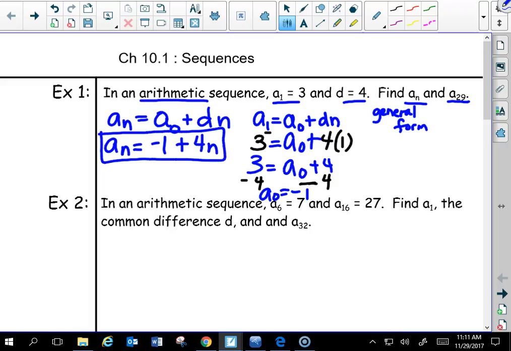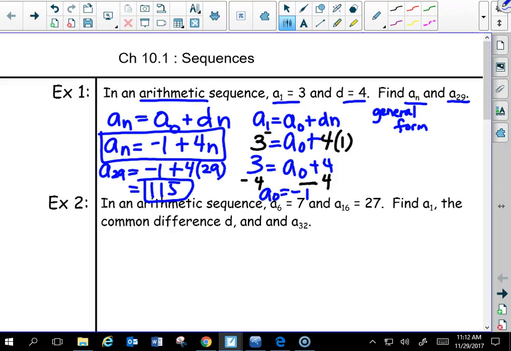And to evaluate a sub 29, I'm going to use negative 1 plus 4 times 29. When I do the math, I get, well, I haven't done the math yet, so give me a second. Okay, so 4 times 29 is 116. We'll get 115.